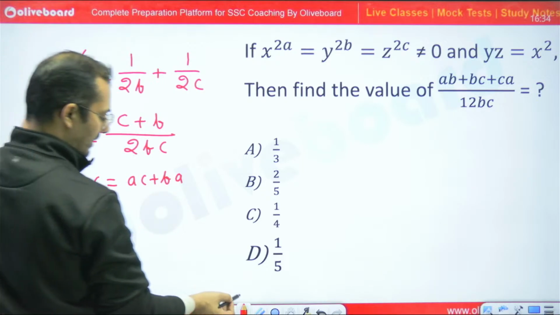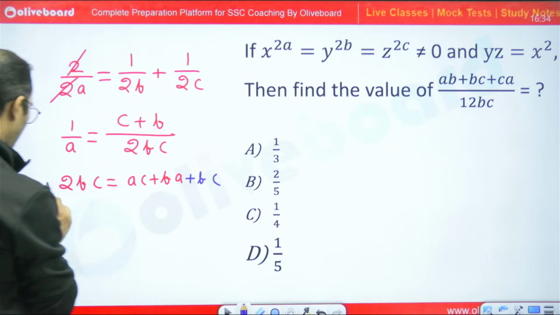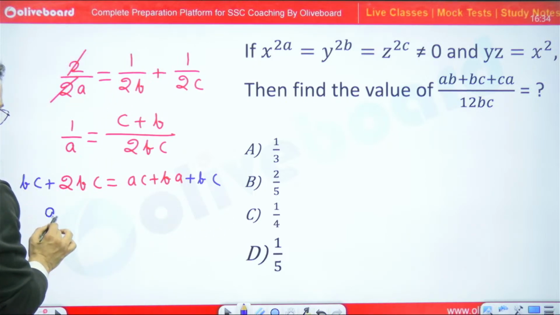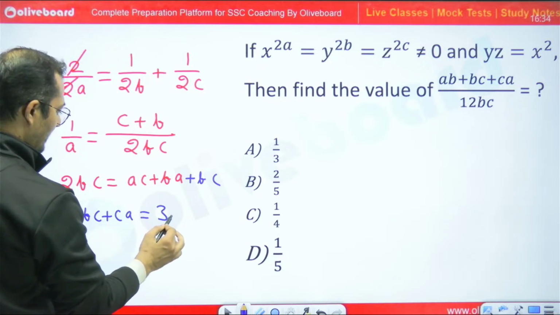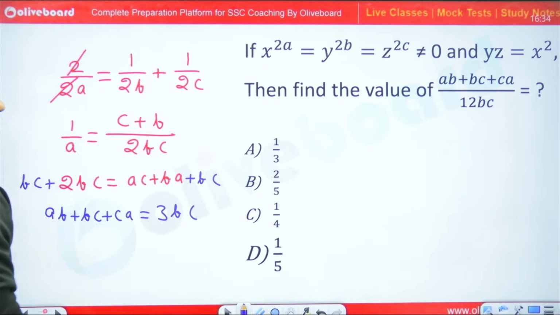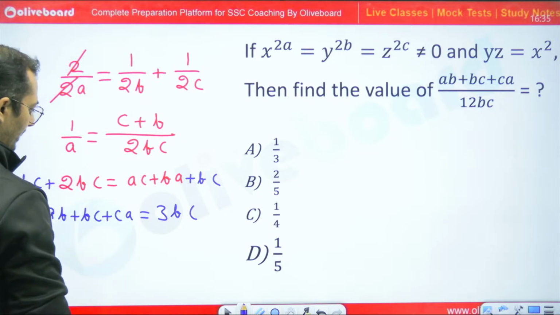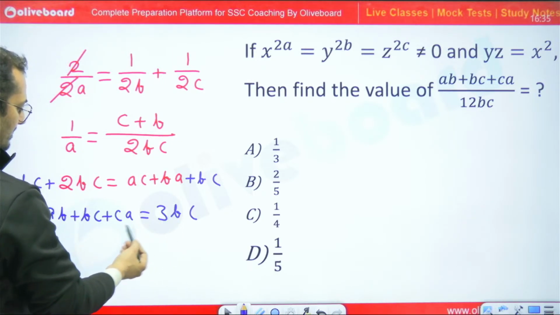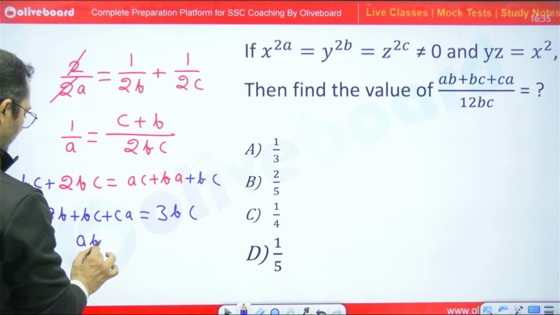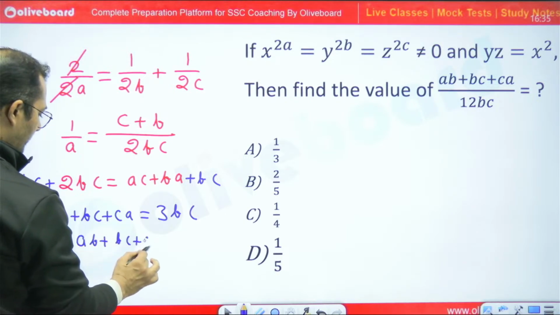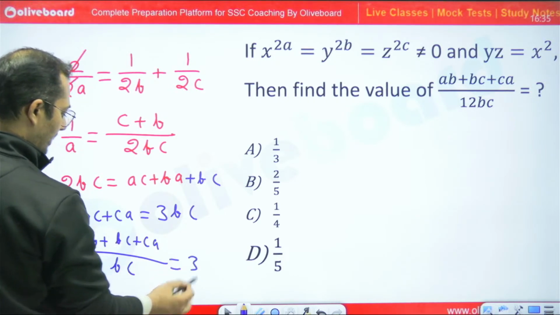So now just add BC both sides. So we can say that AB plus BC plus CA would be equal to thrice of BC. See, here we need 12 BC. So what can we do? See, just transfer BC to the left side. So AB plus BC plus CA is equal to what? 3 BC, right?